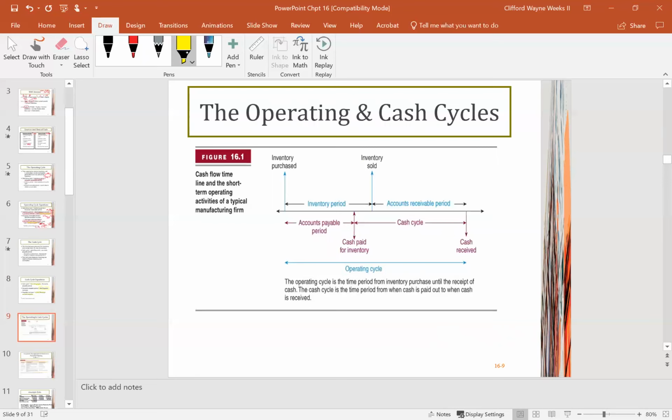And so what we're able to see here is the operating and the cash cycles laid on top of each other. The operating cycle again had two parts, the inventory period and the accounts receivable period. Whereas the cash cycle consisted of the operating cycle and the accounts payable period.